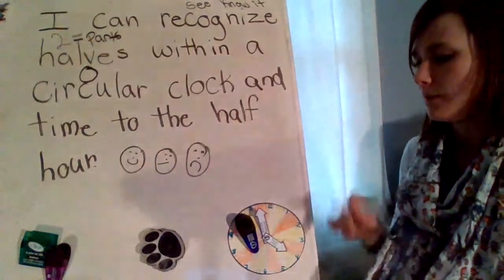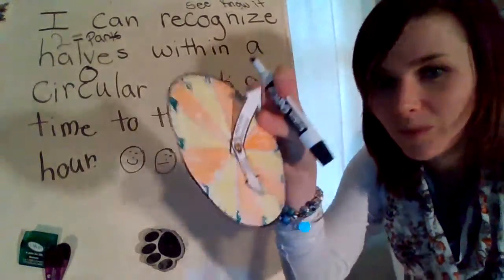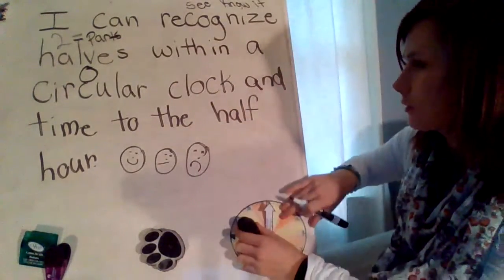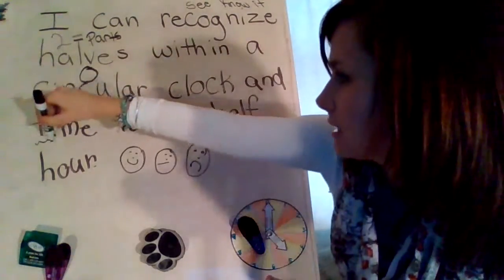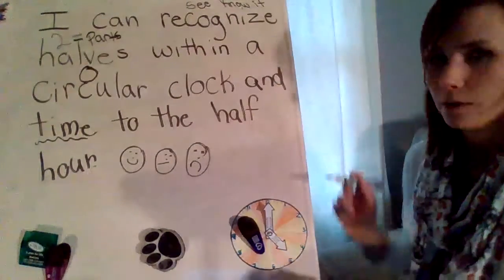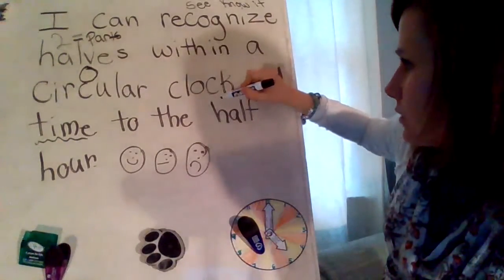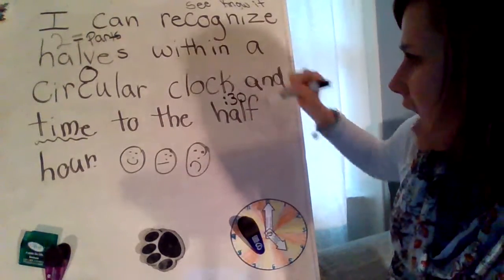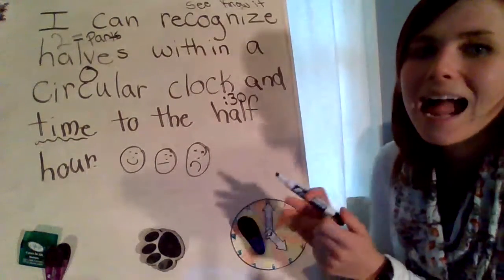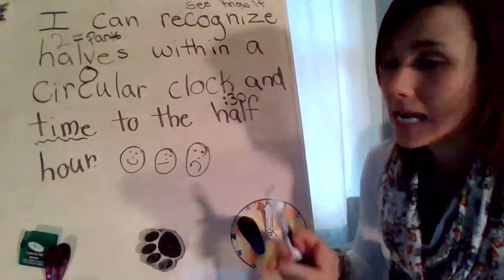Clock, right? And we made clocks yesterday, so make sure you have these for today. Clock and time. So we're going to tell time to the half hour. So it'll be 30. Instead of saying o'clock, it's going to be 30 because it's halfway around. Half an hour. An hour is 60 minutes. Half of an hour is 30.